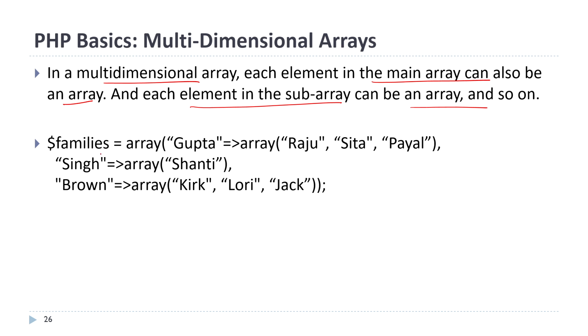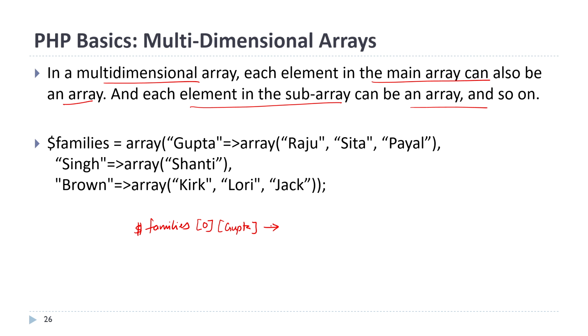In families, there is an array of Gupta. The Gupta family is Raju, Sita and Payal. So there is Raju Gupta, Sita Gupta and Payal Gupta. That is one array. So families is an array in which the first array, let us call it family 0, has another array, which you can call the Gupta array, and that is Raju, Sita, Payal.